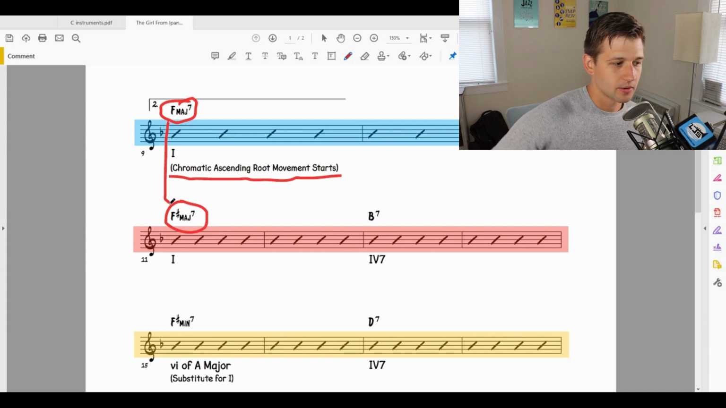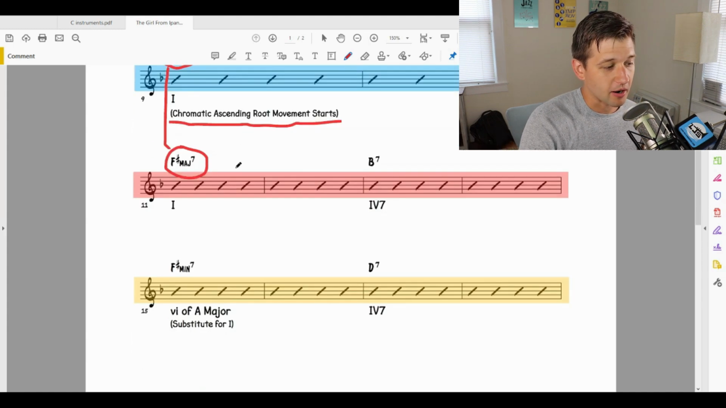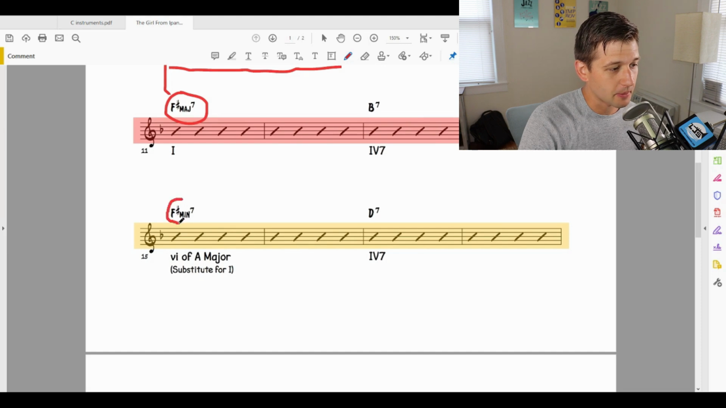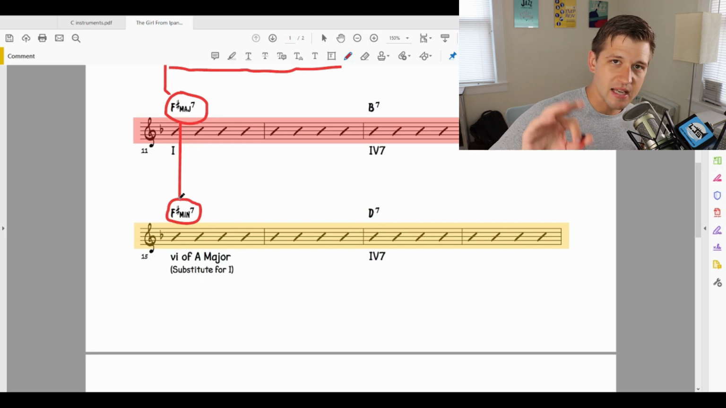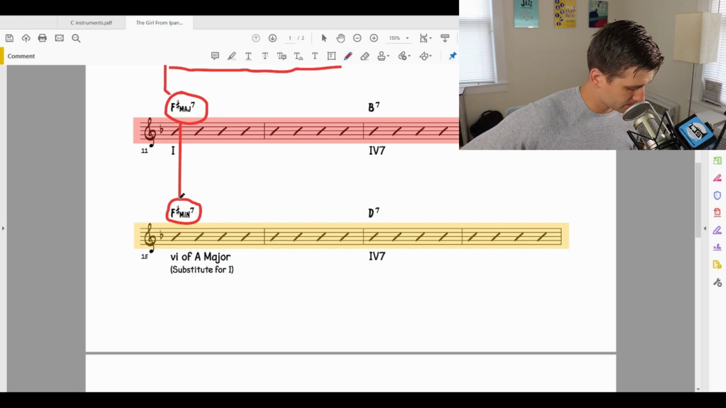Now check out in bar 15, we have F sharp minor 7. We'll talk about that in a second. Now it sounds like this. Same exact melody, right? Up here. Now up here. That's the exact same melody.